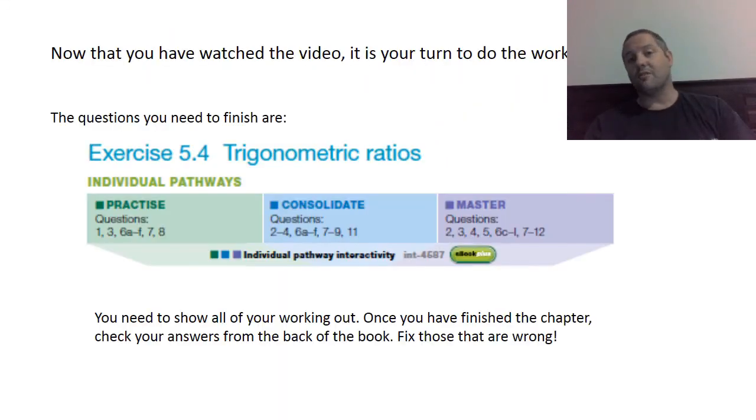Now that you have watched the video, it is your turn to do the work. Okay, the questions you need to finish are exercise 5.4, so that's where you should be up to now. Again, using your choice, you're doing practice, consolidate, or master. These are the questions I want you to do. You need to show all your working out in your books. Okay, keep writing out the rules so you get to know it. Once you've finished the chapter, check your answers from the back of the book. Fix those that are wrong. Very important. Have fun.